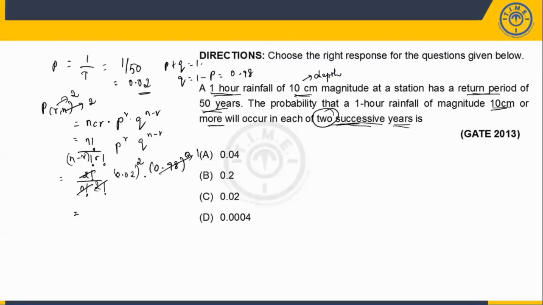Good. Wait, 0.02 whole square. Do this properly. 4 into 10 power minus 4. That means 0.0004, right? Okay.